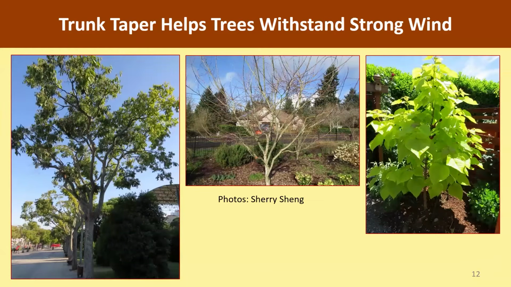Now, if your area gets really windy, you want to pay attention to trunk taper. This refers to a trunk that is wider on the bottom and narrower on the top. It helps the tree to withstand wind. Well, how does a tree develop taper? It gets taper from the lower branches. So if you have a young tree, keep the low branches as long as you can and that's going to give your tree the taper.